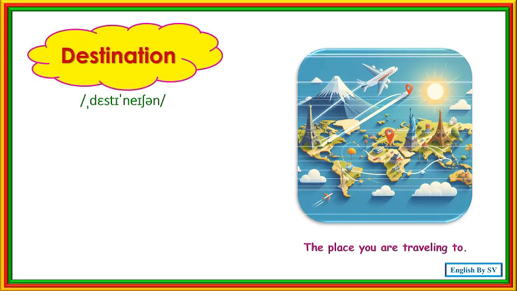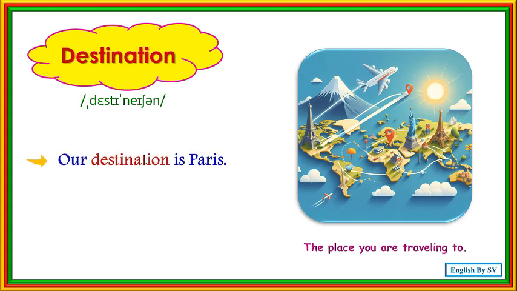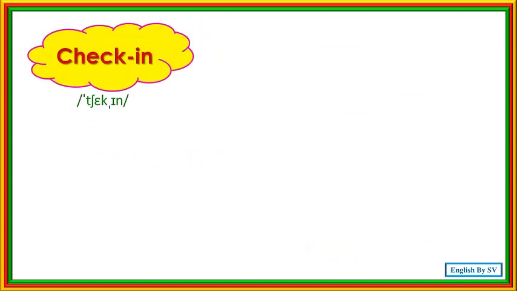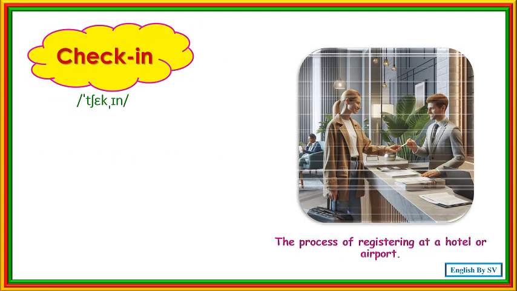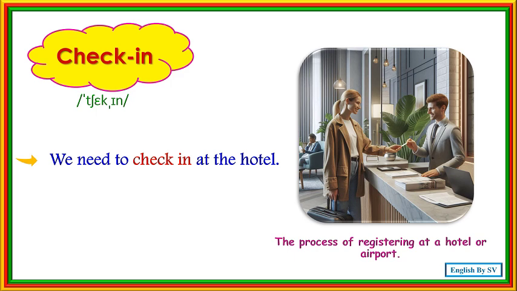Destination. The place you are traveling to. Our destination is Paris. Check-in. The process of registering at a hotel or airport. We need to check in at the hotel.